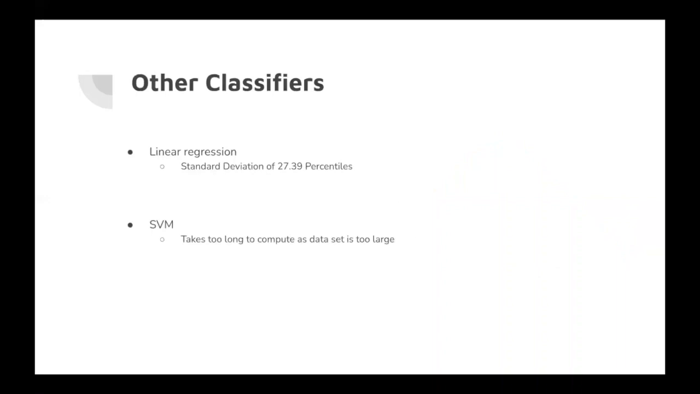So we also used a couple other classifiers. We used linear regression. We got a standard deviation of 27.39 percentiles using the same data set and same features. This is considerably worse than the KNN classifier though. And then we also used SVM, and using the same data set and same features, it took too long to compute because the data set was too large.